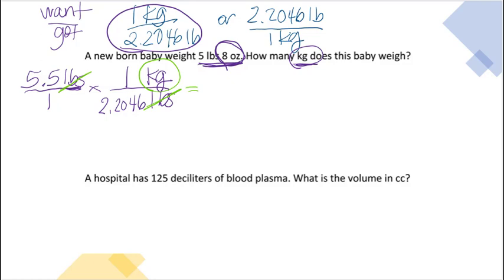So now we just need to calculate. Let's plug and chug. 5.5 times 1 divided by 2.2046. And if I put that into my calculator, I'll get 2.4948.